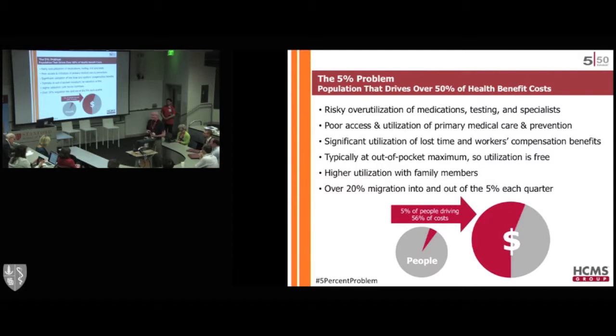Typically, they have maxed out their insurance out of pocket, so utilization is free, so there are few economic incentives attached to their consumption of care. Also interesting that there's contagion in this group, meaning 5% people have significantly higher utilization in their family of dependents and children. So there's a contagion effect that is really important.